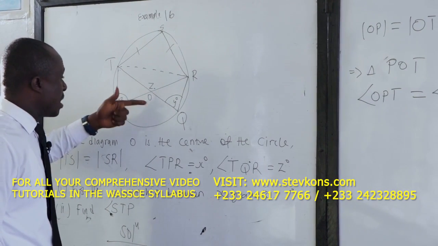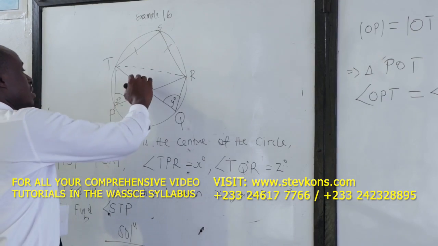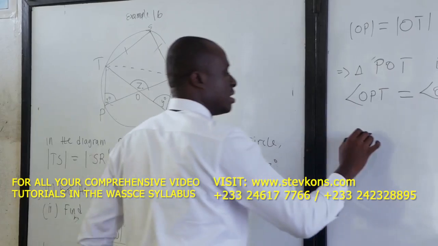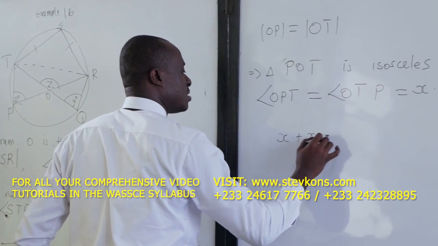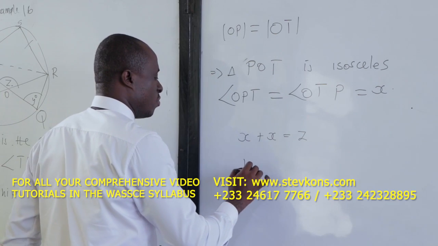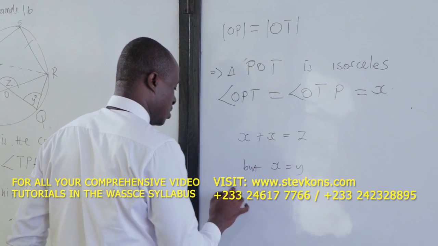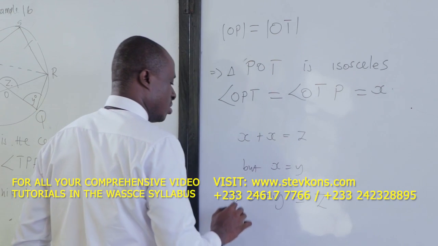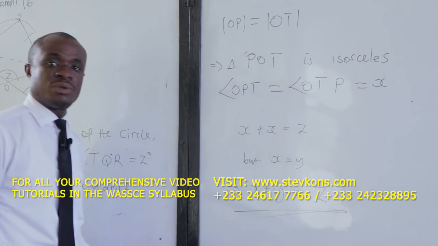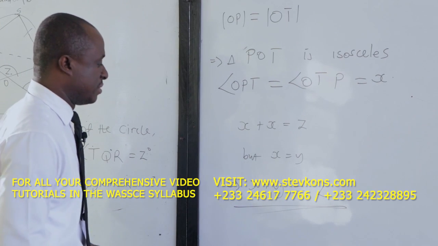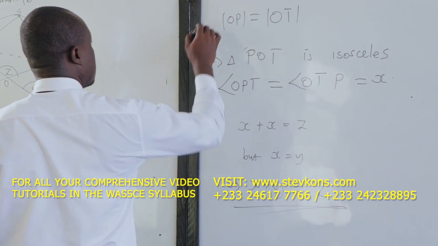Z. Why? Because this is the exterior angle. This is the exterior angle. This is the opposite interior angle. So you can say that X plus X equal to what? Z. But we know X equal to Y. So you can say that X plus Y equal to Z. And this is the relationship between X, Y, and then Z. Now let's see, so this is the first one.